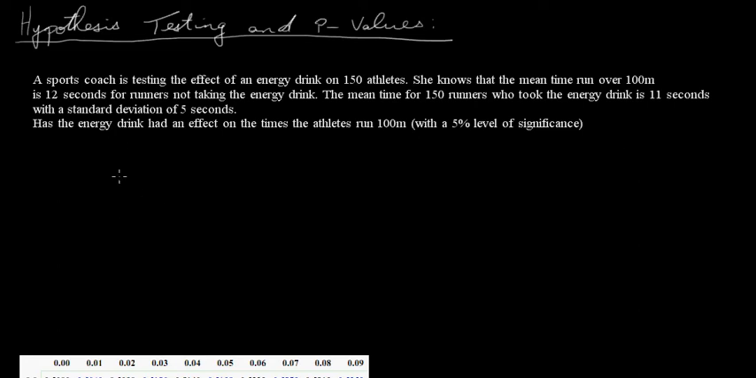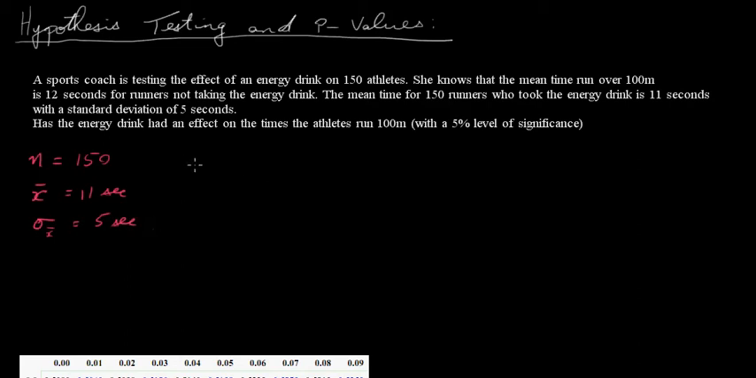And we're going to have a look at it with a 5% level of significance. So let's just write down what we have first. Now we have a sample size. So we have n here. Our sample size is 150. We're looking at 150 athletes. We know that their average, or their mean here, their x bar, is 11 seconds. And we know that the standard deviation of our sample is 5 seconds.